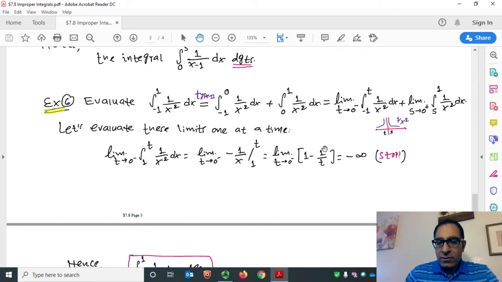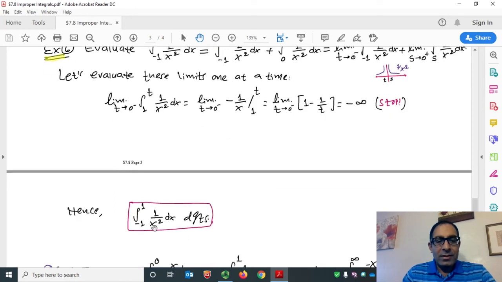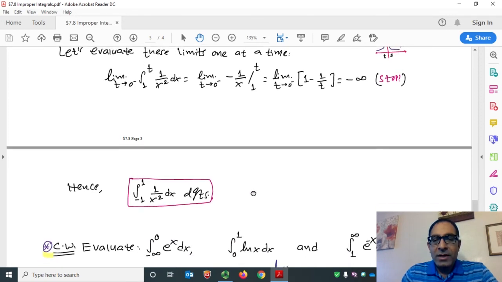So then this goes to infinity. That means this limit goes to negative infinity. This minus gives you negative infinity. So that means stop. We don't need to evaluate the second limit or second improper integral. One diverges means the left side integral diverges. Hence, the given integral diverges. I hope this makes sense to you.